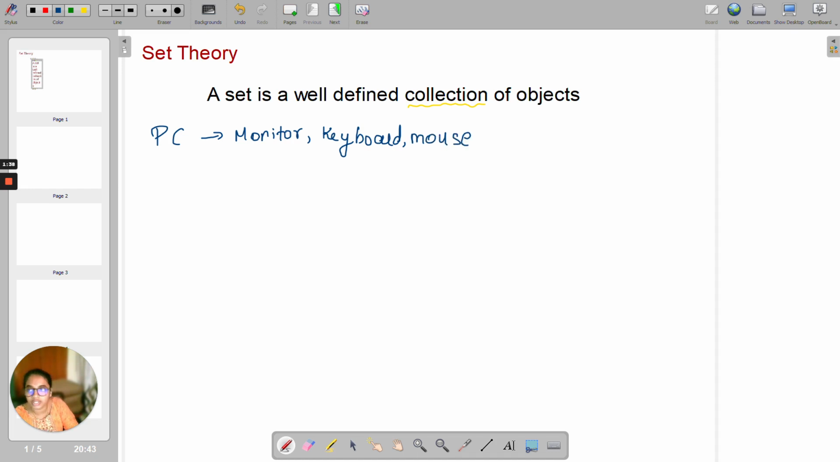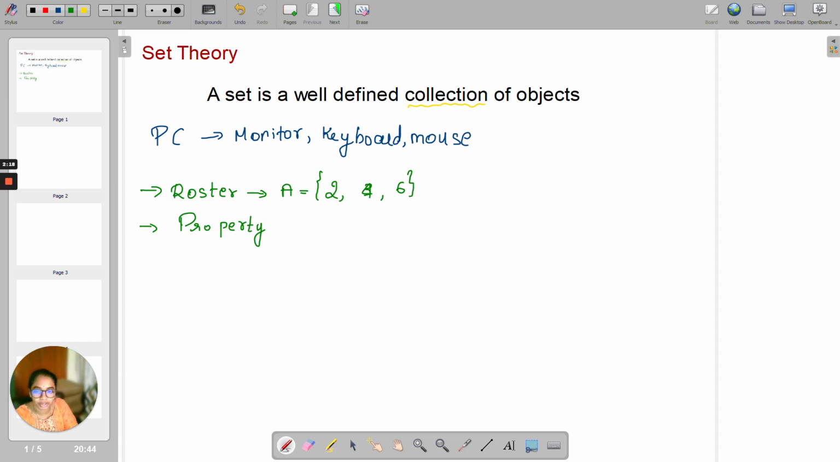So there are two ways of representing a set. The first one is the roster method or the roster way, and the second one is the property method or the property way. Okay, so how do you represent a set using the roster method? Imagine I have a set A which contains even numbers 2, 4 and 6. In the roster method you write the elements inside curly braces, separating every element with a comma.